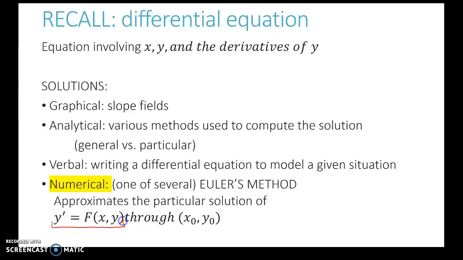Okay, so y prime equals big F of x, y through a given point. Now, differential equations we know can be in terms of both x and y, so that's why you'll see the derivative written as the antiderivative, and it can be in terms of x and y.